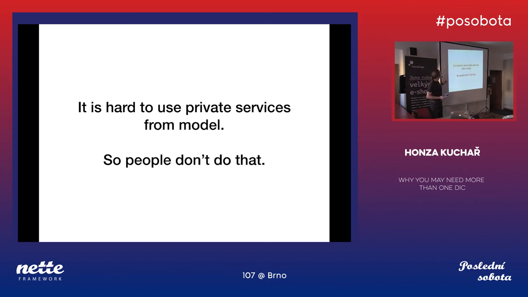Another great outcome is that it's really hard to use private services from the model, because you have to put really crazy code in your dependency injection container to actually get to the private services of your model. So basically we have, I think, only one reference to a private service in the whole code base, and that's in the tests bootstrap. So basically no references there.